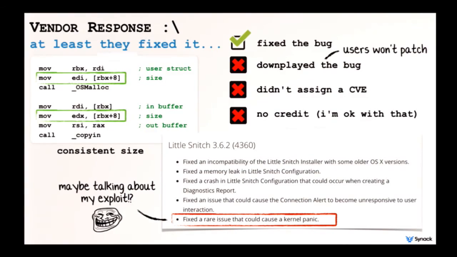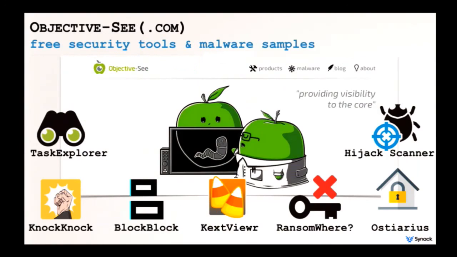Unfortunately, they really downplayed the bug. The exact quote was, they fixed a rare issue that could cause a kernel panic. This is bullshit. It's not a rare issue. This was in all versions of LittleSnitch. It's also not a kernel panic. It's an exploitable security vulnerability. So I was a little irked because I was like, come on, guys, you're a security company. You're providing paid security tools. If someone reports to you a security bug, at least let your users know that they should update. So that was a little bit of a bummer, but I think they've gotten better.